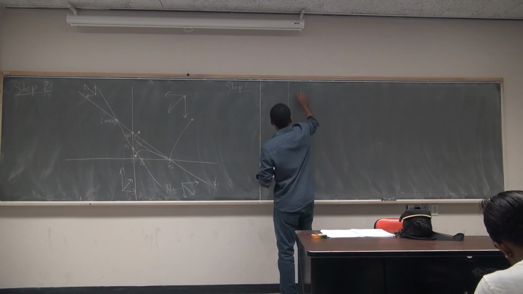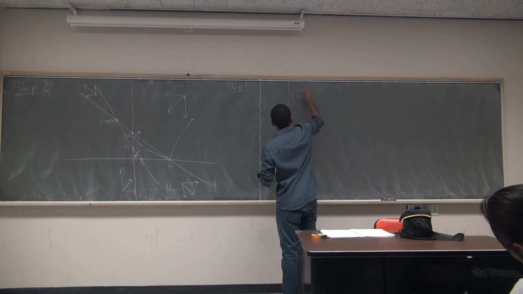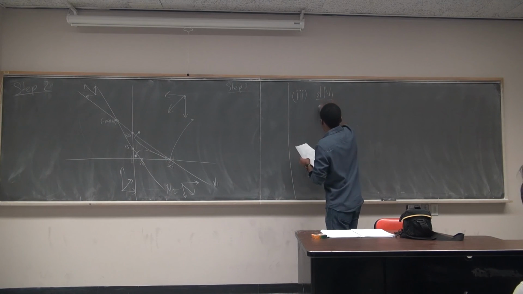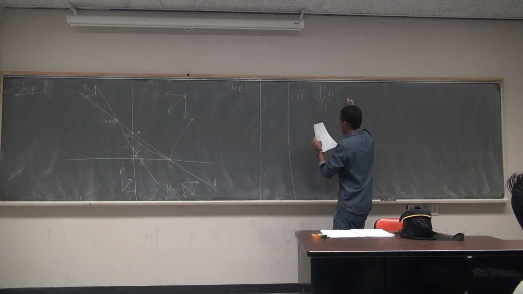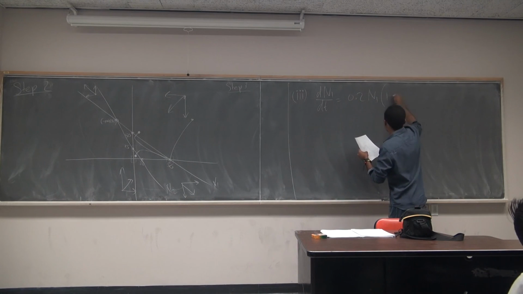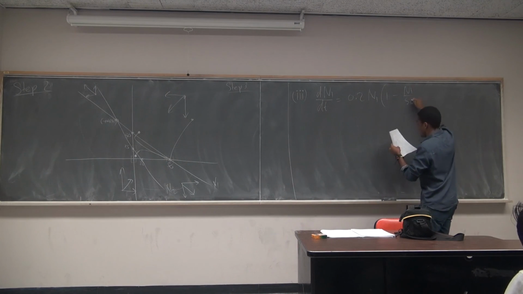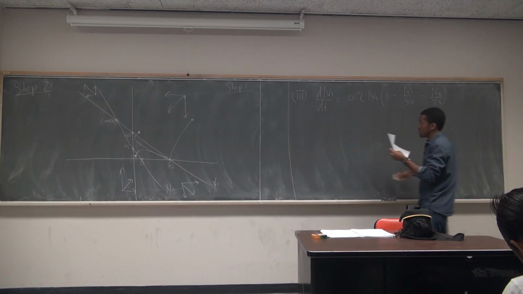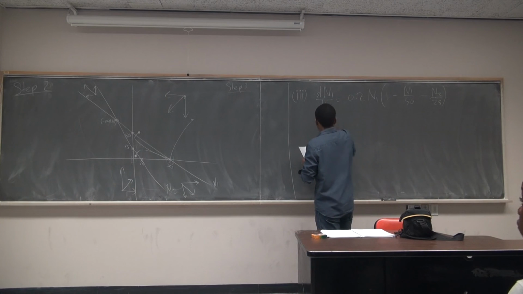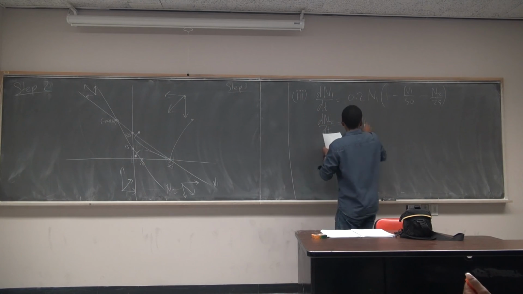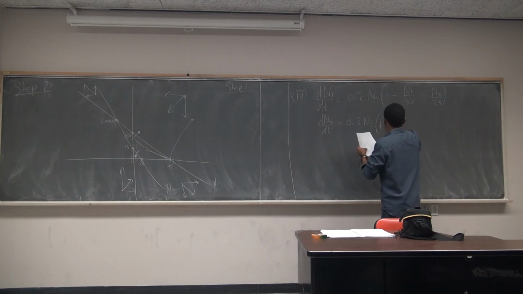So my 3rd example would be, hey, settle down, quiet. dN1/dt equals 0.2 N1 times (1 minus N1 over 50 minus N2 over 25). This is another problem.